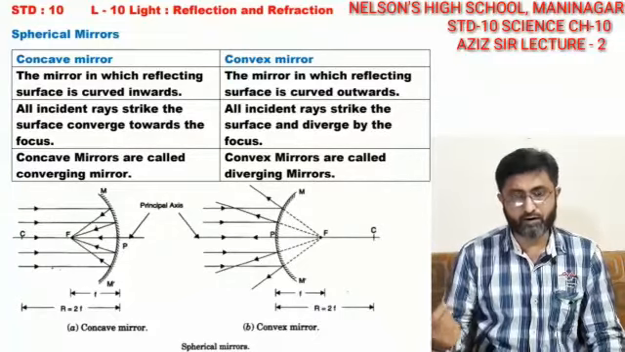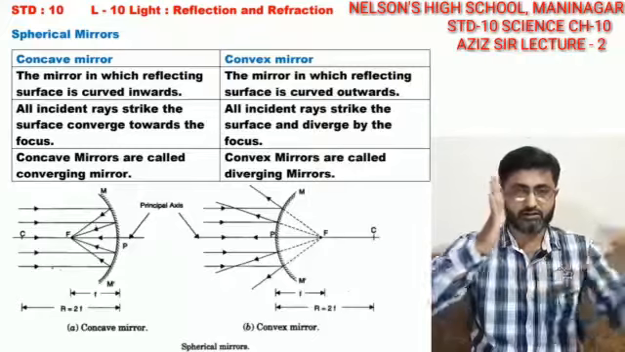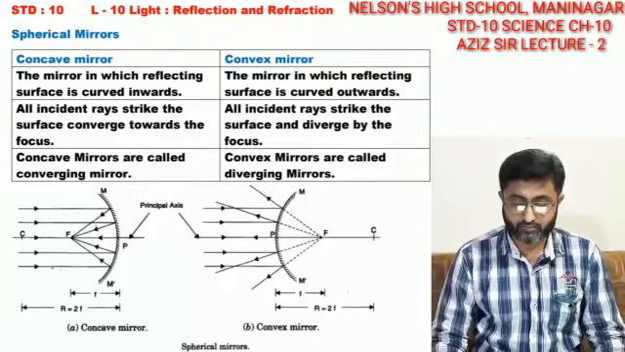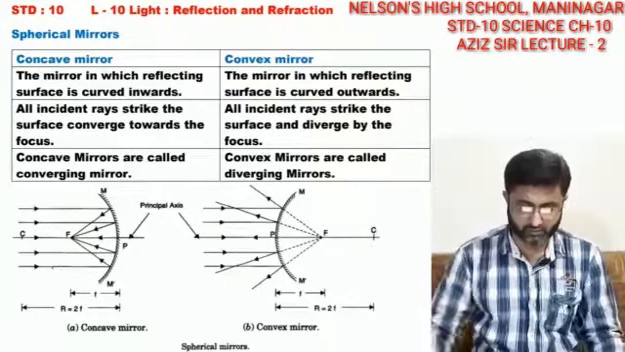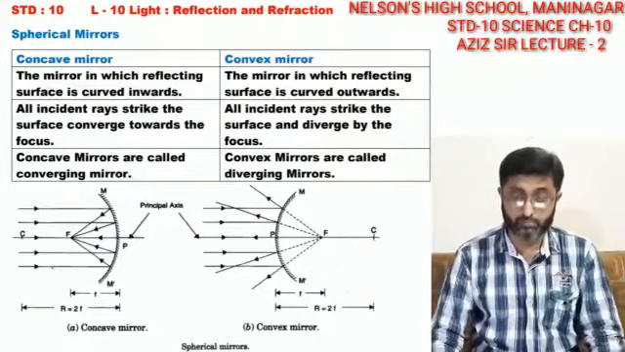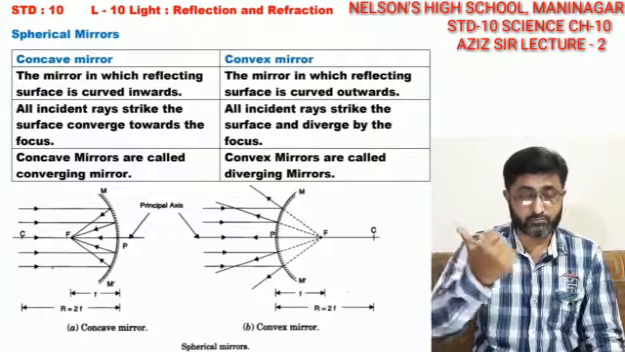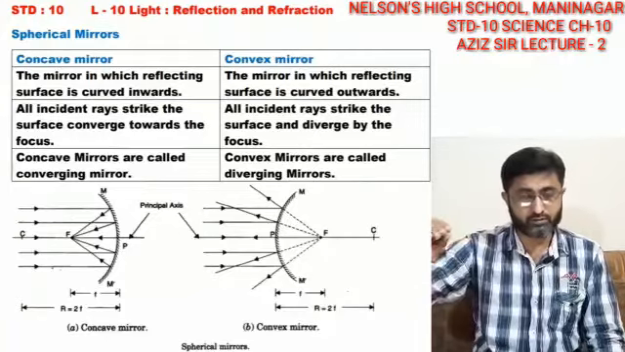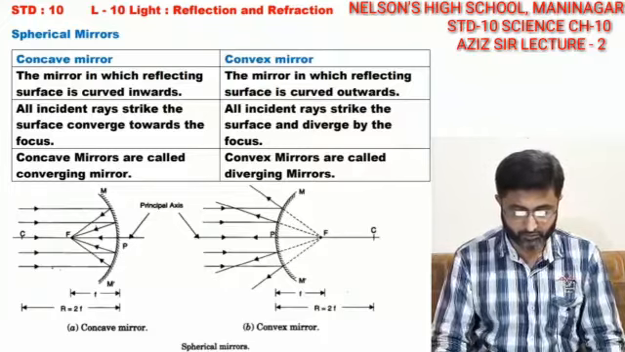And the second part, the convex mirror: the parallel lines which come and strike this convex region go out on the outward side. So this outward surface is diverging. That means the rays are getting diverged towards the outward side. If you join the diverging rays backwards, the point behind the mirror will be the focus point of the mirror.